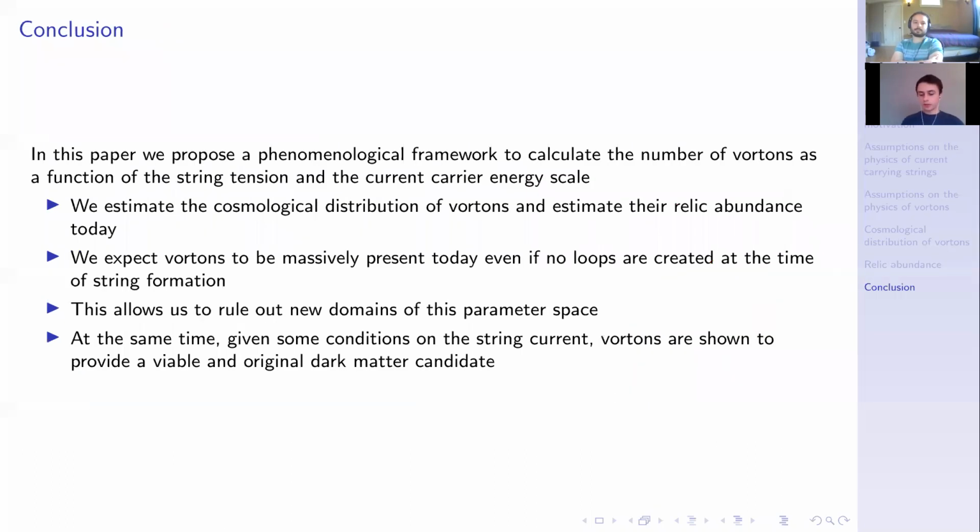Okay, so now I've reached my conclusion. In this paper, we propose a phenomenological framework to calculate the number of photons as a function of the string tension and also the current carrier energy scale. And in this study, we assume that the main decay mechanism for loops is by gravitational wave radiation. We estimate the cosmological distribution of photons and estimate their relic abundance today. And it turns out we expect photons to be massively present today, even if no loops were created at the time of string formation. That is to say, even with very large values for the correlation length at the formation of the network. And this allows us to rule out new domains of this parameter space that were previously allowed.